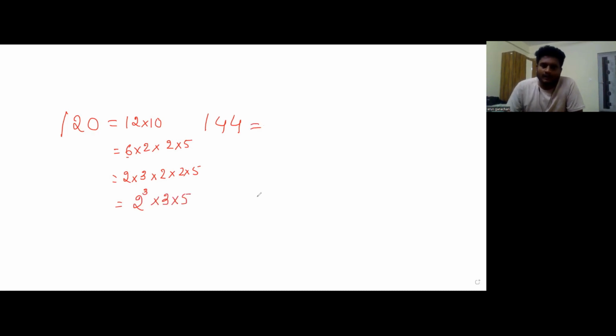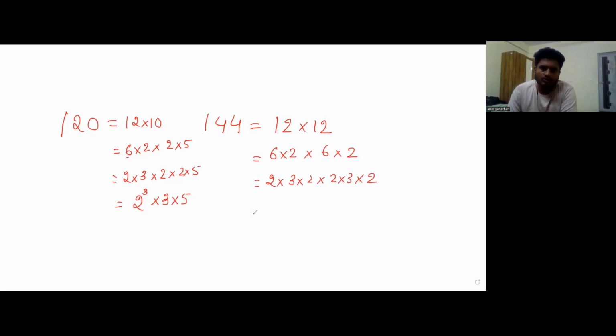For 144, I think you have learned the squares. So this will be 12 into 12. 12 can be written as again 6 into 2. 6 can be written as 2 into 3, so 2 into 3 into 2. So how many 2s are there? 4. So it will be 2 raised to 4 into 3 raised to 2.